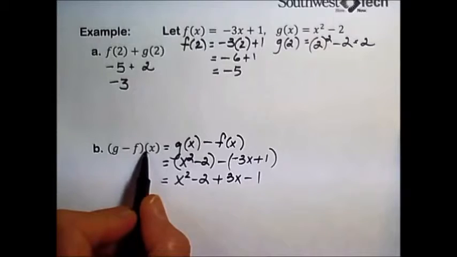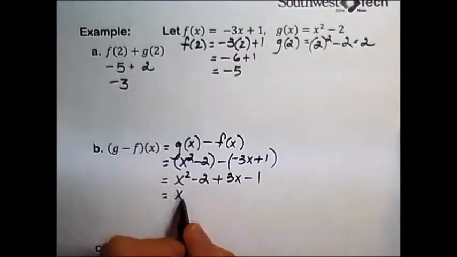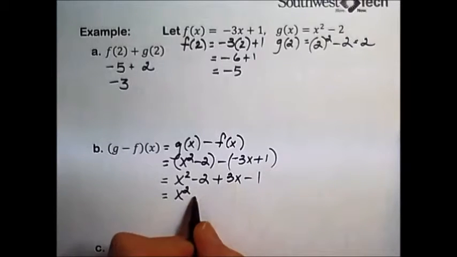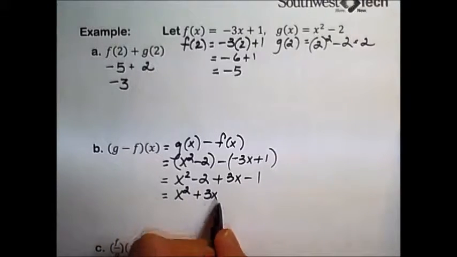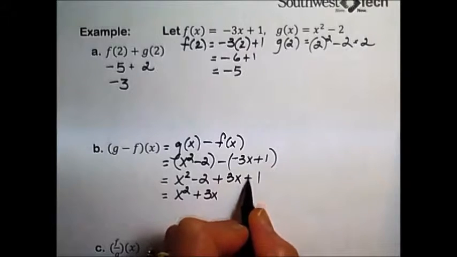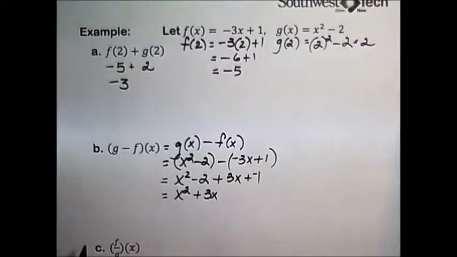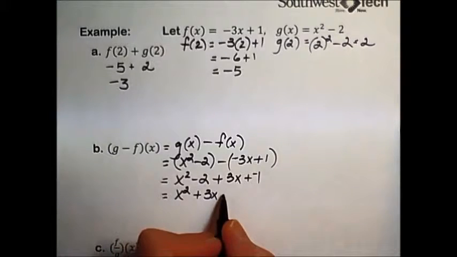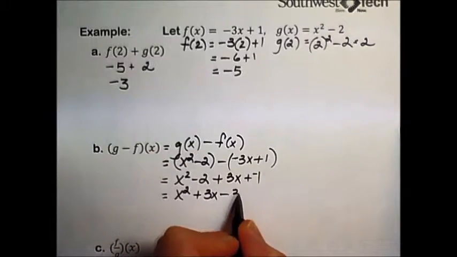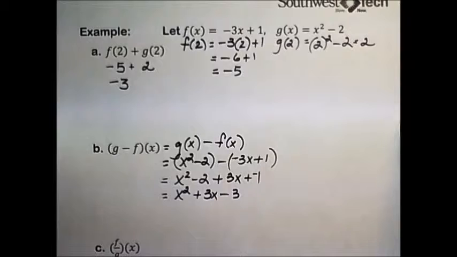The difference of these two functions, g minus f of x, results in the rule x squared. I'll put the 3x next, and a minus 2 plus a minus 1. When I subtract a minus 1, its equivalent is plus a negative 1, which gives us either minus 3 or plus negative 3.